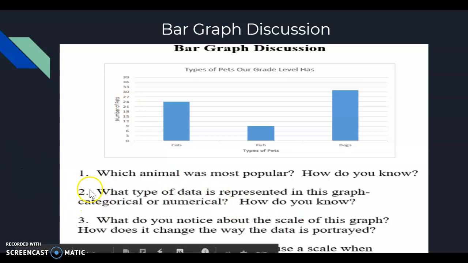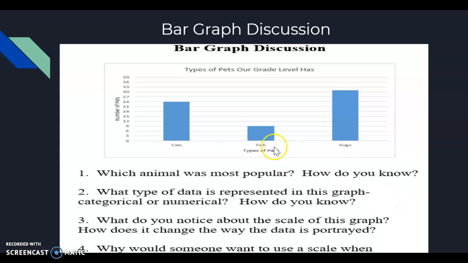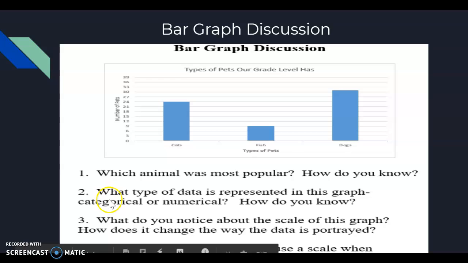Number two, what type of data is represented in this graph, categorical or numerical? How do you know? Pause the video, and I want you to take a look at the information inside of the graph. And the answer that you should be coming up with is categorical data.